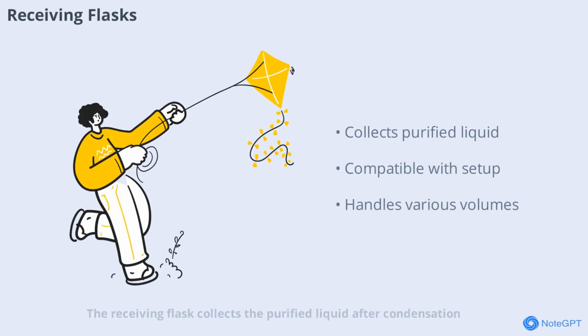The receiving flask collects the purified liquid after condensation. It must be compatible with the rest of the apparatus and able to handle the volume and type of liquid being collected. Proper selection and placement of the receiving flask are important for a successful distillation.